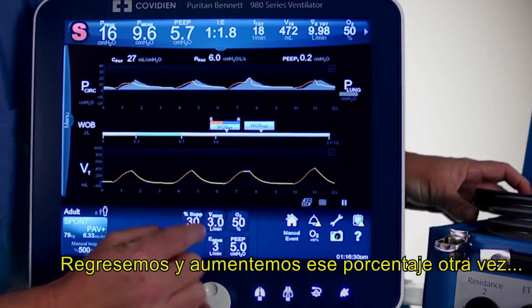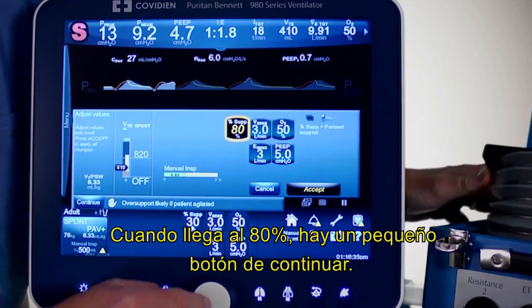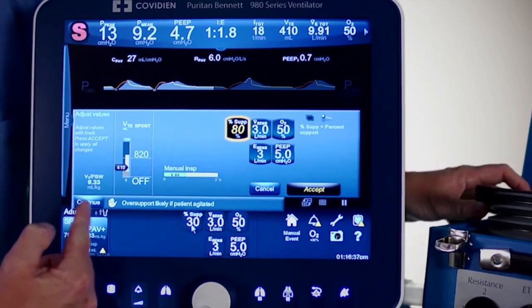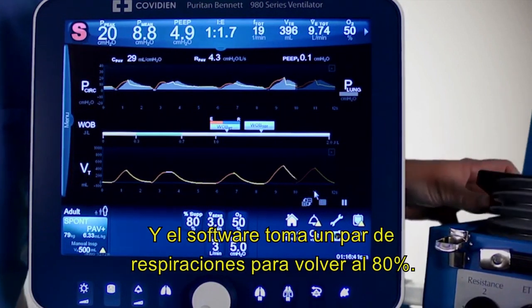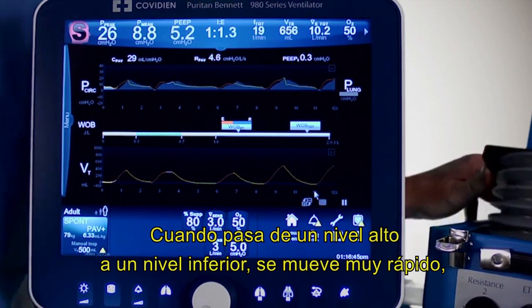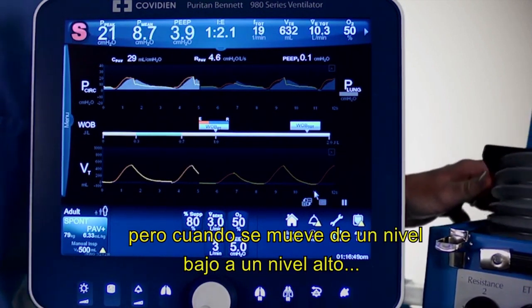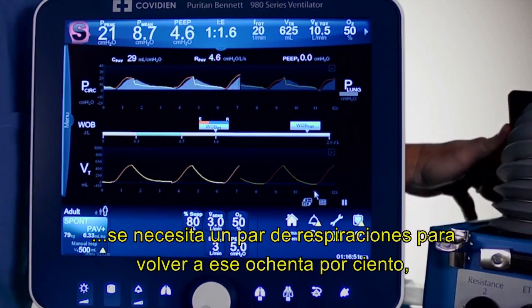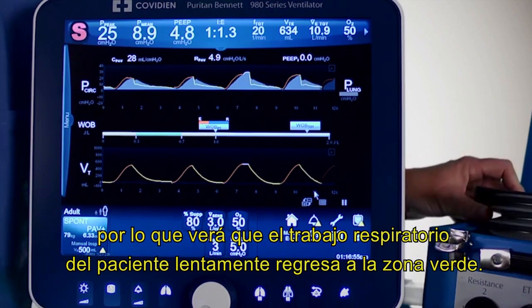Let's go back in and let's turn up that percentage again. Once you get to about 80%, there is a little continue button. I'm just going to stop at 80% here. And the software takes a couple of breaths to get back up to that 80%. So when it's going from a high level down to a lower level, it moves very quickly, but when it's moving from a low level, like we were, up to a high level, it takes a couple of breaths to get back up to that 80%. So you'll see that patient's work of breathing slowly move back down to the green area.